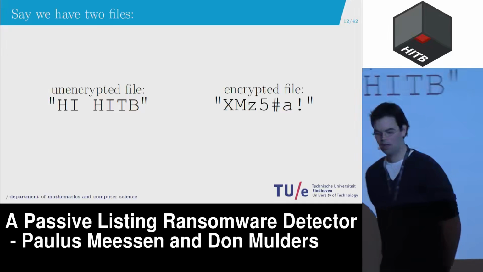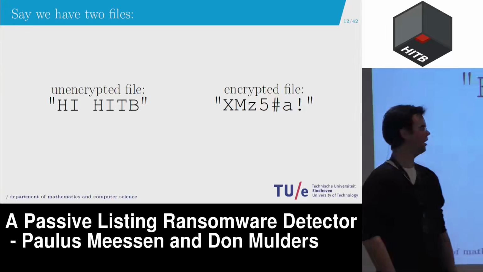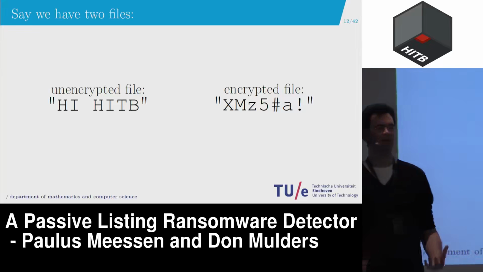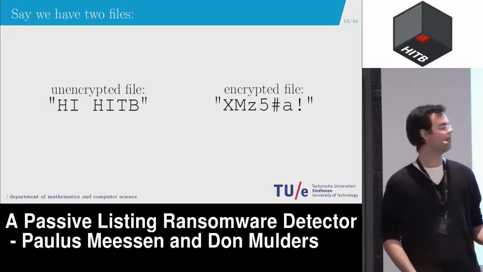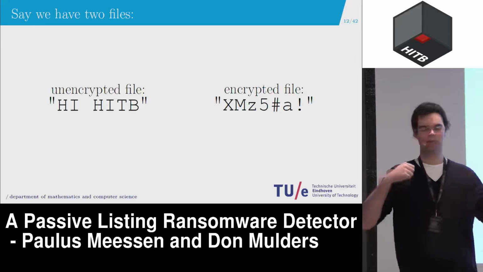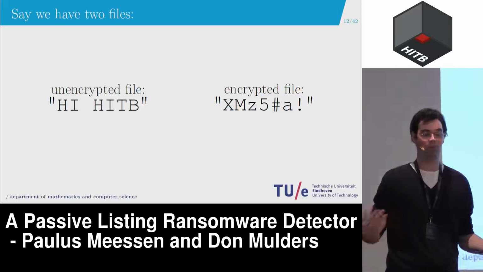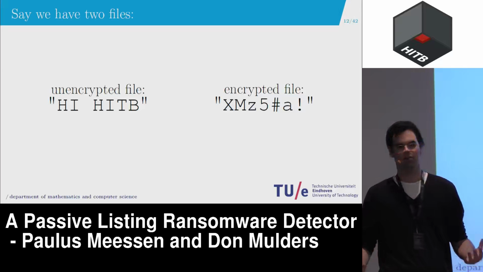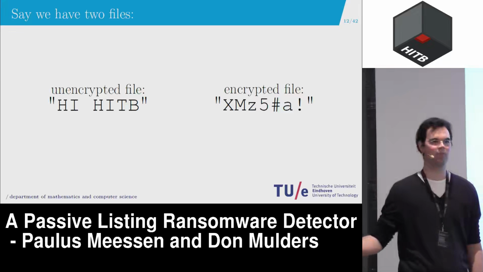Yeah, so on the file system, we can see the manipulation of the files, and we're looking for encryption. Now, if I have two example files here, the one on the left has a regular pattern, has words, has some structure, and we'll recognize that as a normal file. The one on the right has no such structure and most likely is an encrypted file.